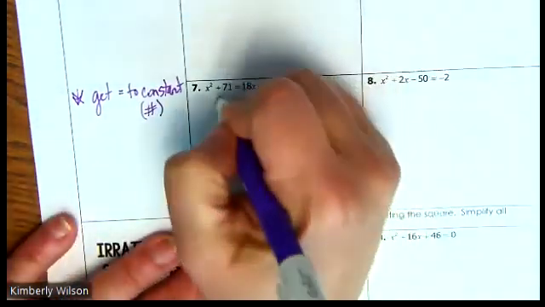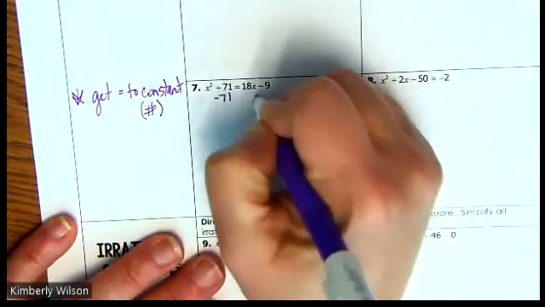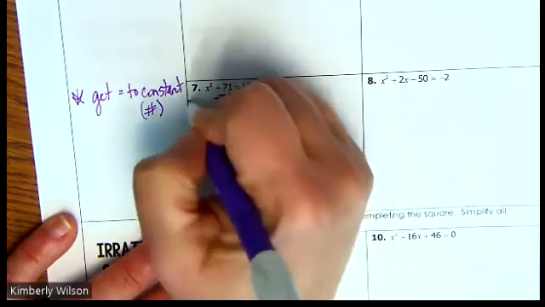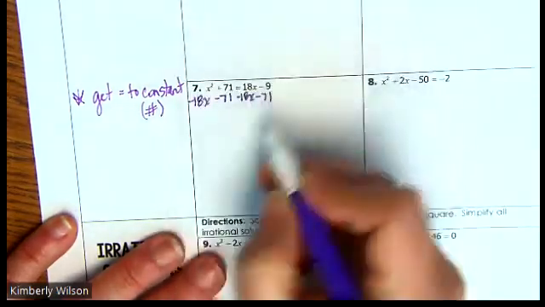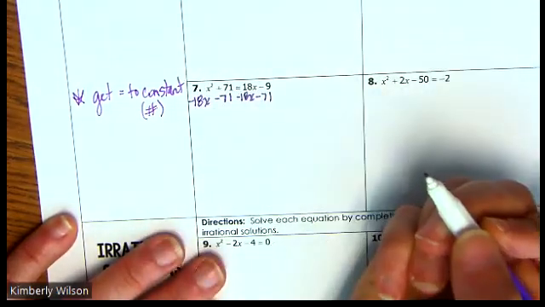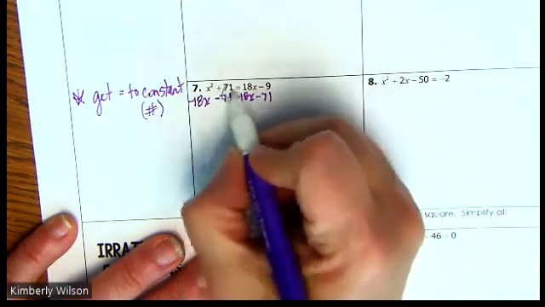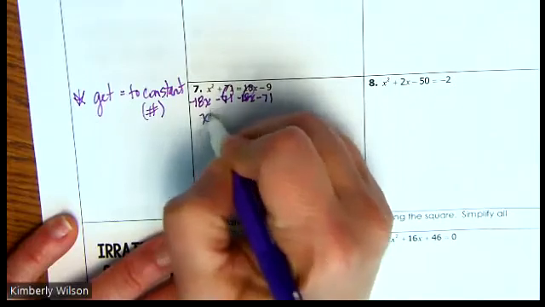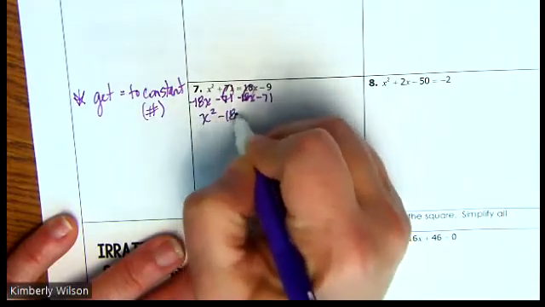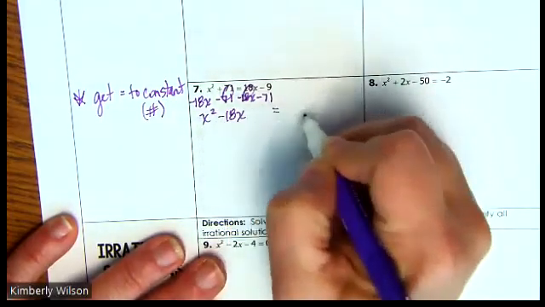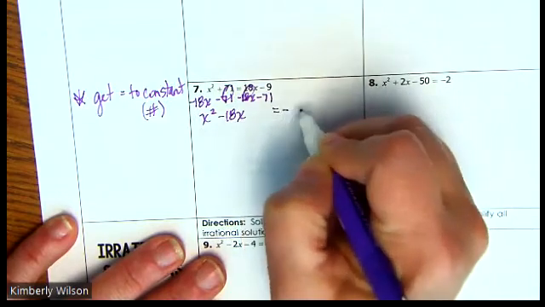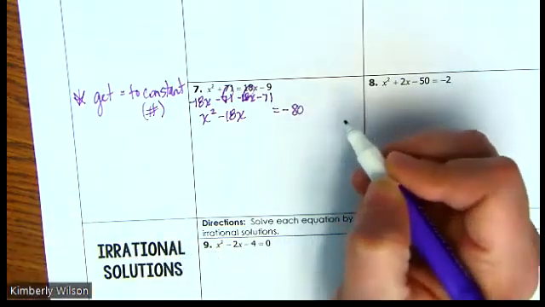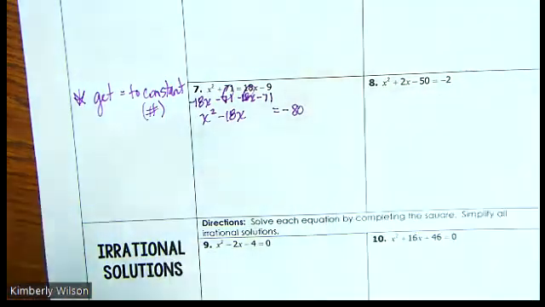So that means I'm going to subtract 71 from both sides, and I'm going to also move the 18x at the same time. If you don't want to do it on both at the same time, that's up to you. So this cancels out, and this cancels out. So I now have x squared minus 18x equals negative 80. Okay.